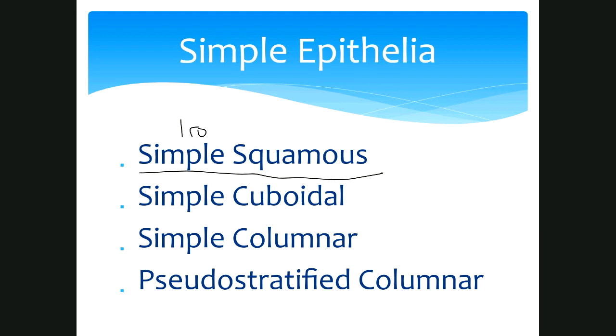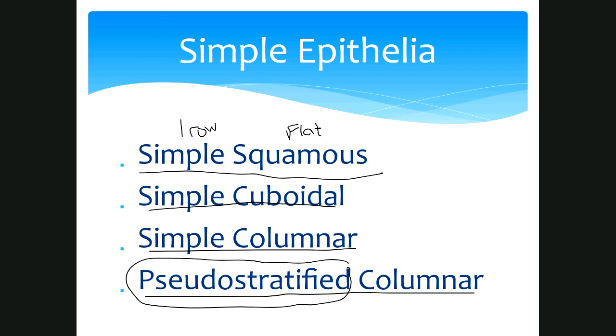Same thing here, simple cuboidal, one row of cube-shaped cells. Simple columnar, one row of column-shaped cells. And then there's sort of a special one called pseudostratified. If you look at that word, pseudo means false, and stratified means more than one layer. So this tissue tries to fool you. It looks like it's more than one layer, but it's not. It's really only one. And when we see it, I'll show you how to tell that.